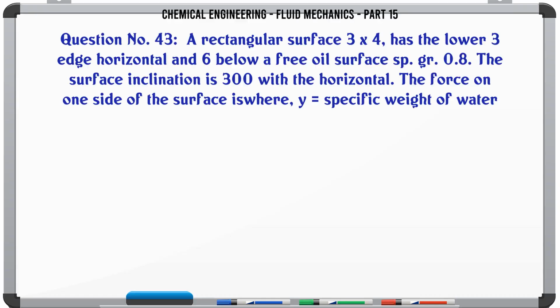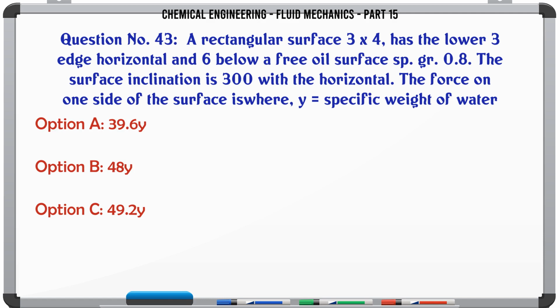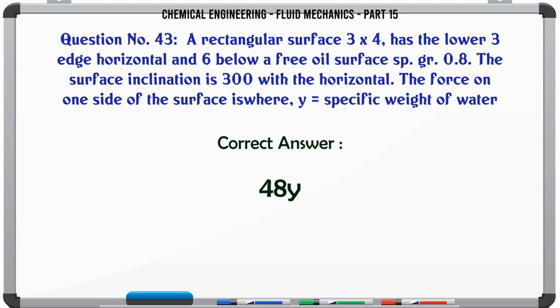A rectangular surface 3 by 4 has the lower 3 edge horizontal and 6 below a free oil surface, SP. GR 0.8. The surface inclination is 30 degrees with the horizontal. The force on one side of the surface is, where Y is specific weight of water: A. 39.6 Y, B. 48 Y, C. 49.2 Y, D. 58 Y. The correct answer is 48 Y.